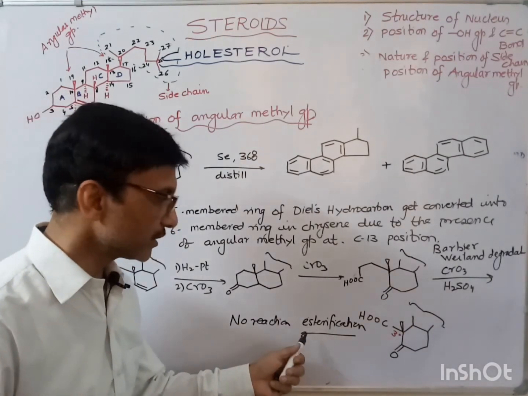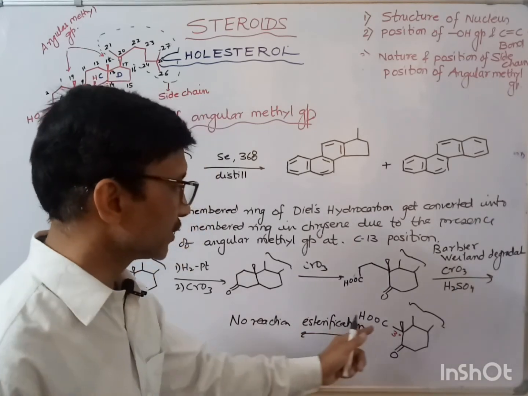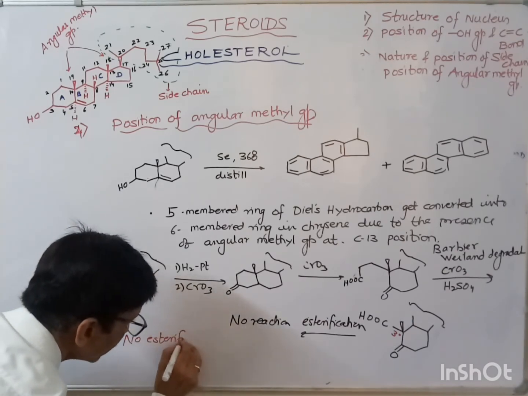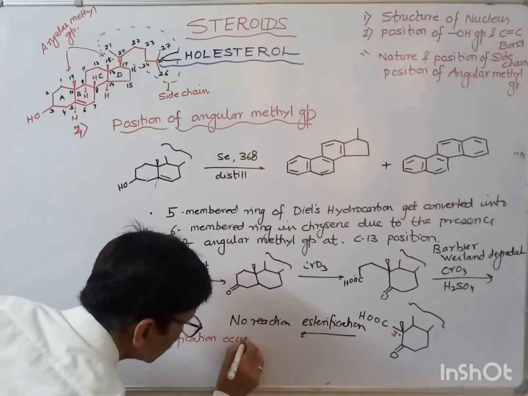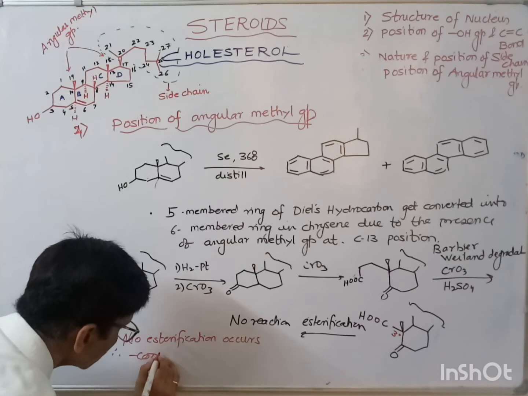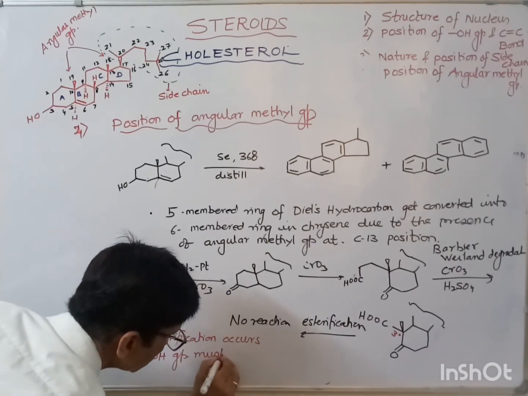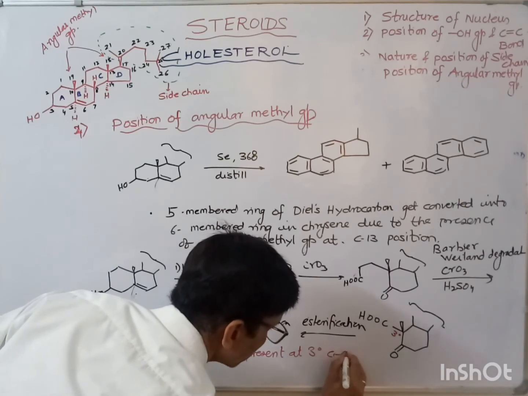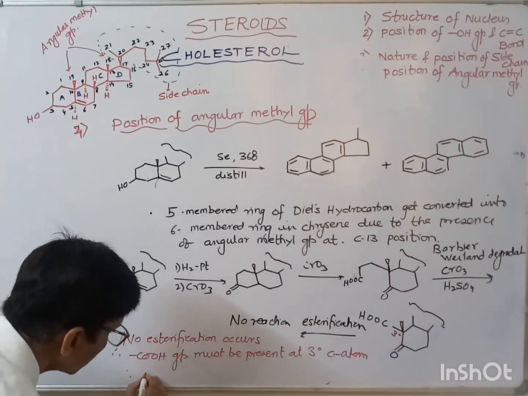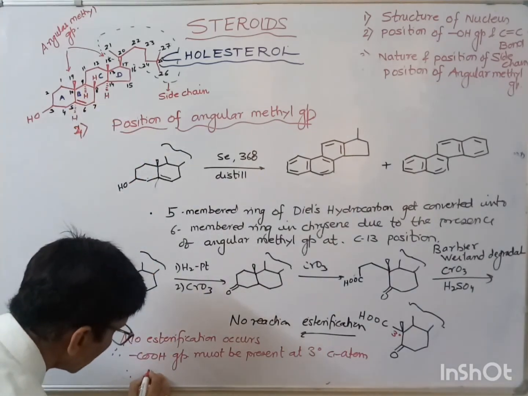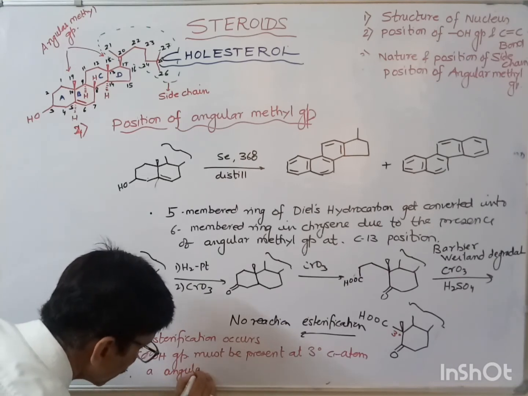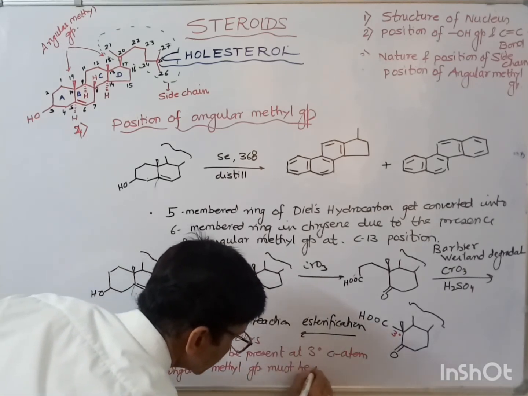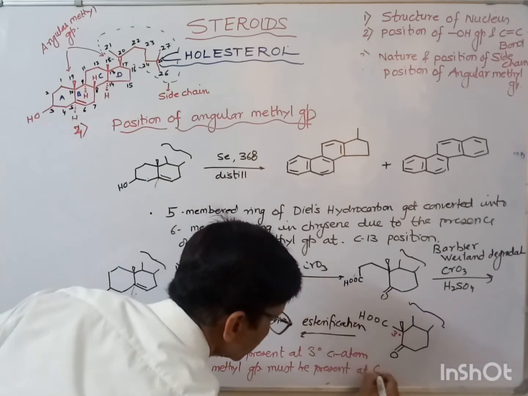Since no esterification occurs here, the COH group must be present at a tertiary carbon atom, and therefore the angular methyl group must be present at the C10 carbon atom.